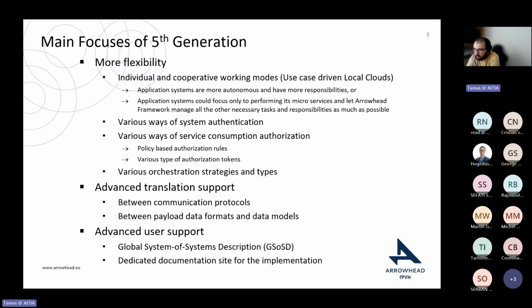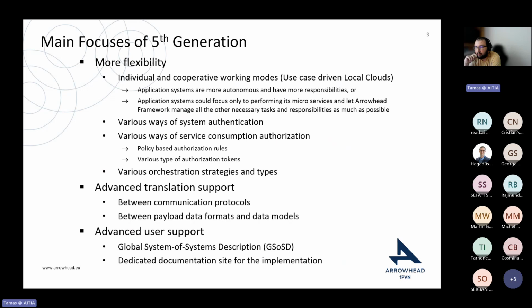And beside the various orchestration strategies that we already have in version 4, now we will also present two types of orchestration, which existed in theory but were never implemented. I mean the pull or push orchestration. I will detail it also.